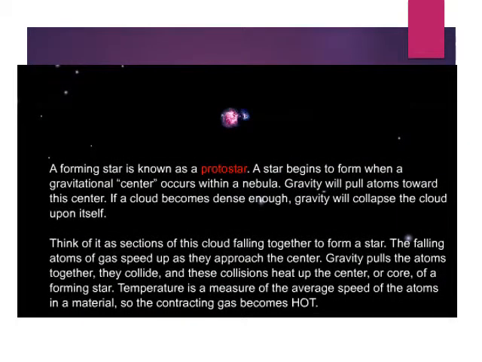So a forming star is known as a protostar. The star begins to form when a gravitational center occurs within a nebula. This will be due to an unevenness in the spread of particles, with clumps exerting more gravity and attracting more atoms towards them. Gravity will then pull atoms towards the center. If the cloud becomes dense enough, gravity will collapse the cloud upon itself.